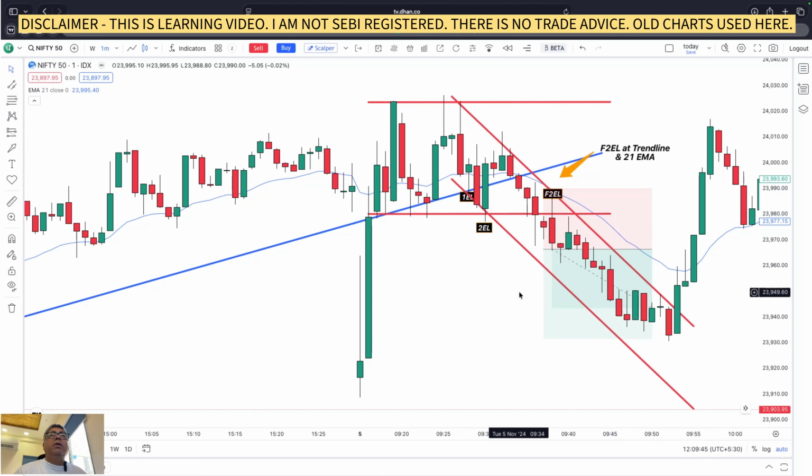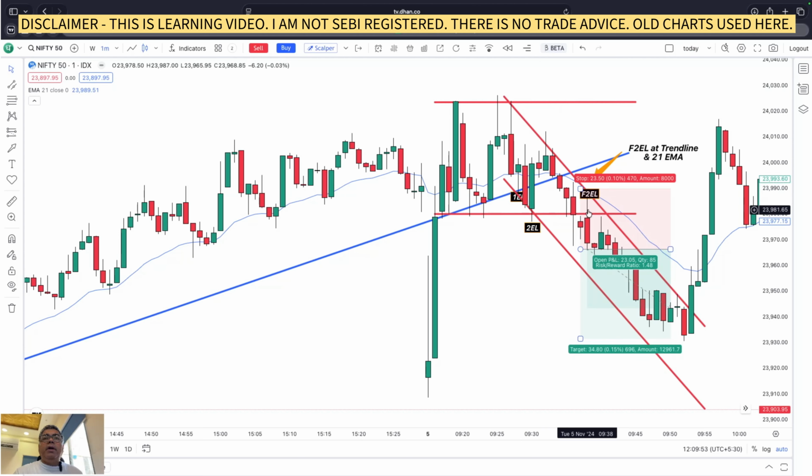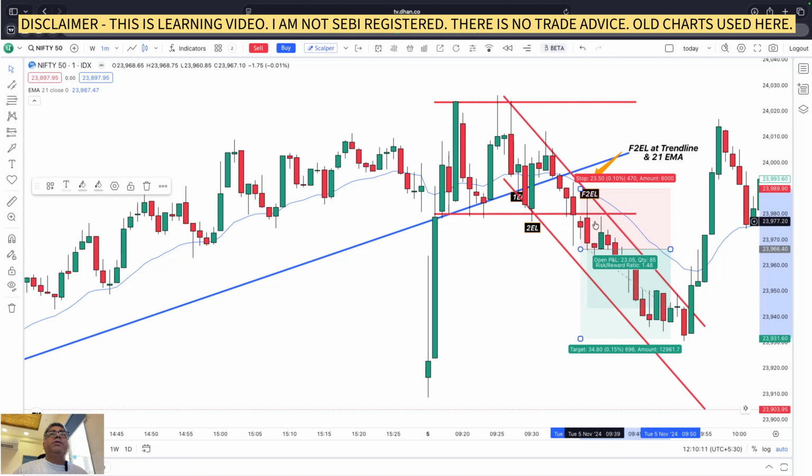Here the day was not very good for retail traders in the initial period. We got the trade at around 9:38. After the break of this support, there was a breakout as well as retest of the support. First there was a breakout, then retest of this breakout level. So the context was good. The market was in the downtrend and we were looking for failure of second entry long, and we got it at resistance as well as trend line as well as 21 EMA. This bar is really a very good entry.